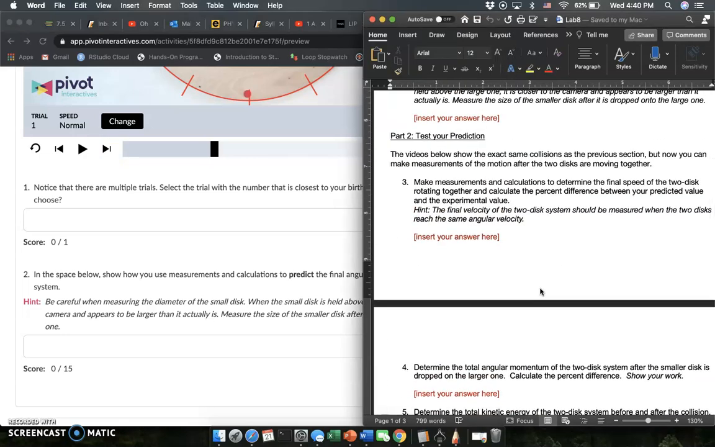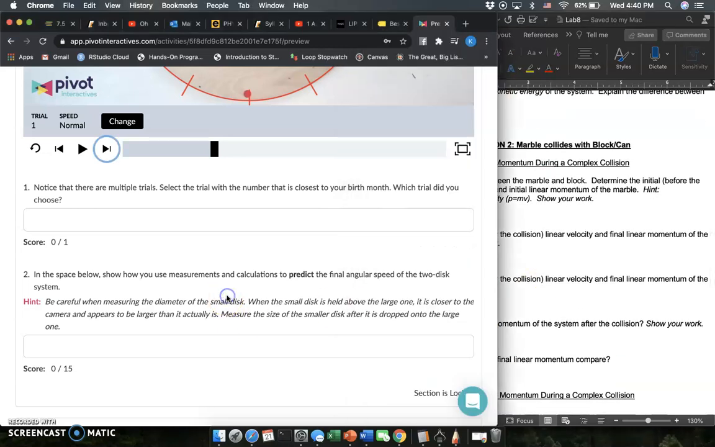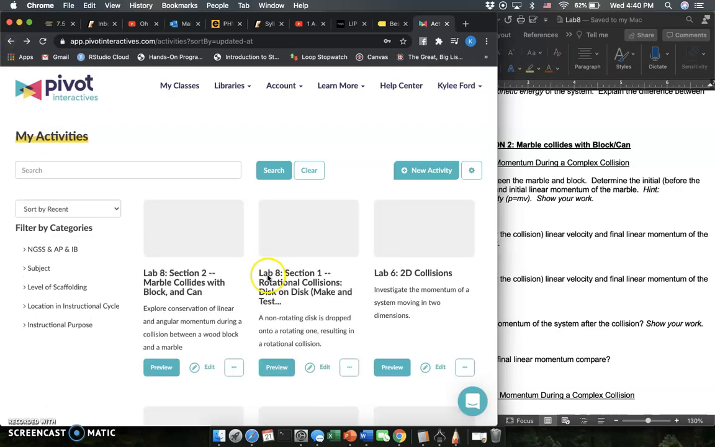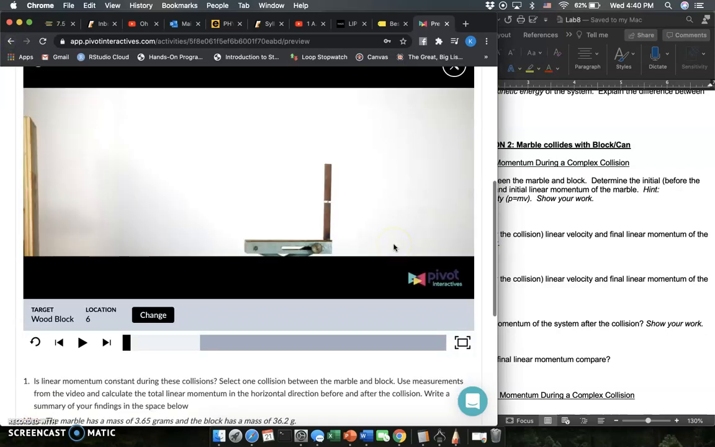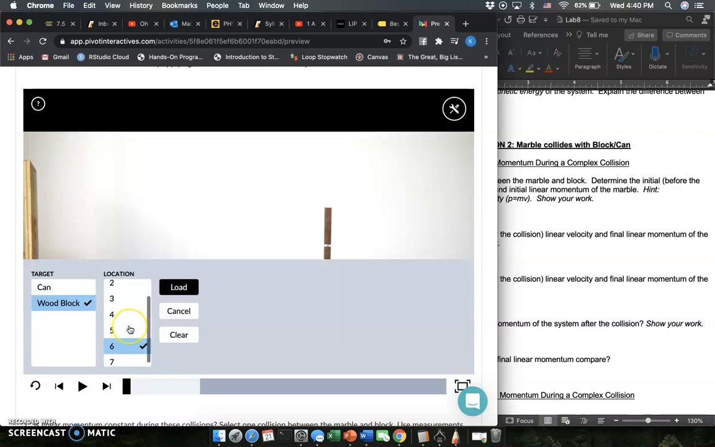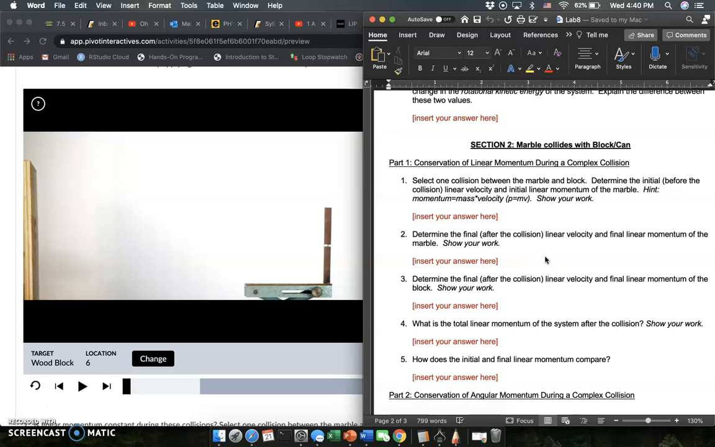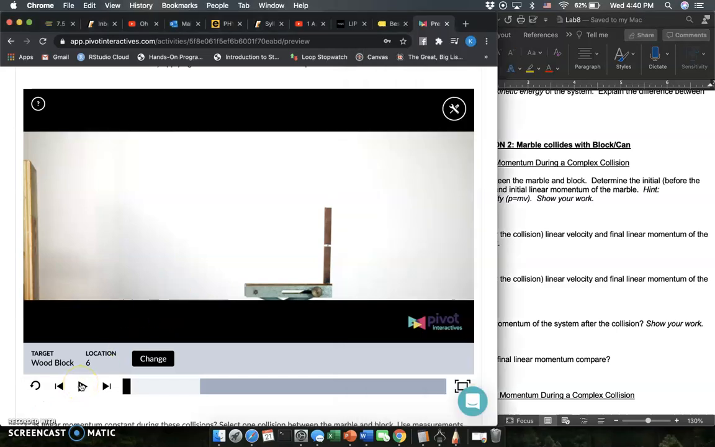I tried to break it down to where it made a little more sense, I think the next one especially. So the next one, section 2, let me bring that one up, is going to be a marble that collides with, first of all, a block. I can change my location of where it gets hit. It doesn't really matter which one you choose. The idea is the same here.